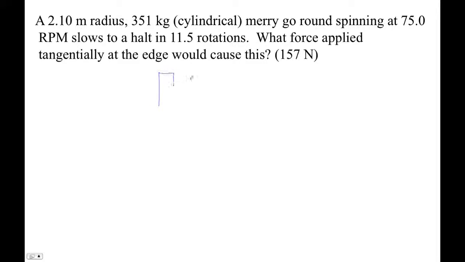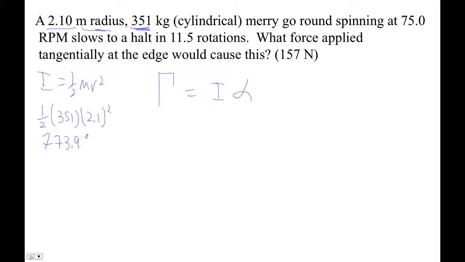Okay, so this again is another torque is I alpha problem, right? And now we've got the radius. Okay, so this is good, right? This is our mass. And so the first thing I guess I'll do is I'll find I. I is 1/2 m r squared, right? So 1/2 times 351 times 2.1 squared. Okay, so 0.5 times 351 times 2.1 squared. And I've got 773.955. And I'm going to store that in I.